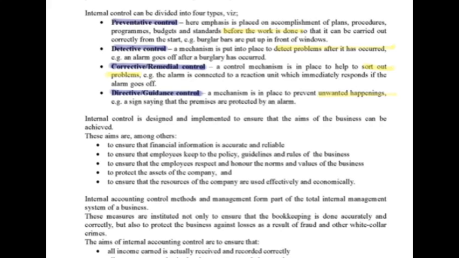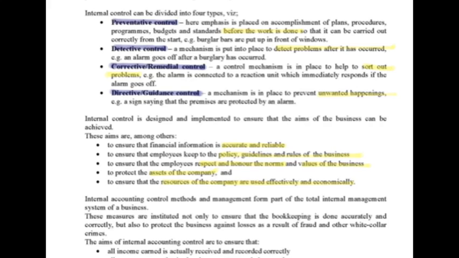So internal control is designed and implemented to ensure that the aims of the business can be achieved. So these aims are, amongst others, to ensure that financial information is accurate and reliable, to ensure that employees keep to the policy, guidelines, and rules of the business, to ensure that the employees respect and honor the norms and values of the business, to protect the assets of the company, and lastly, to ensure the resources of the company are used effectively and economically.